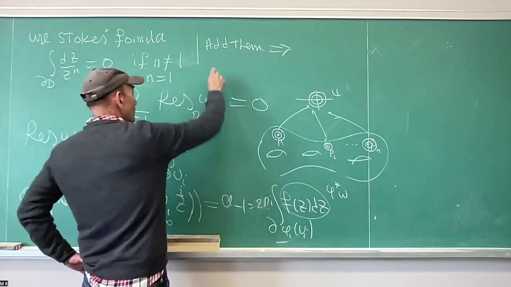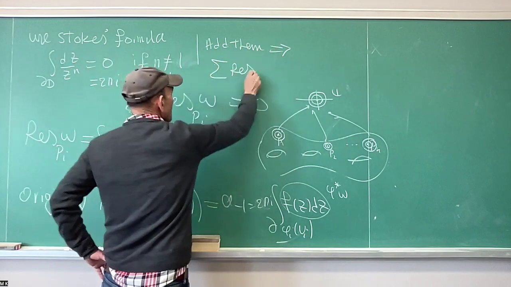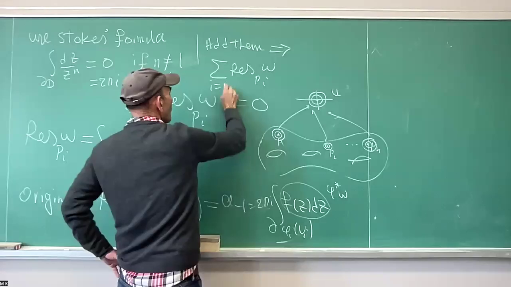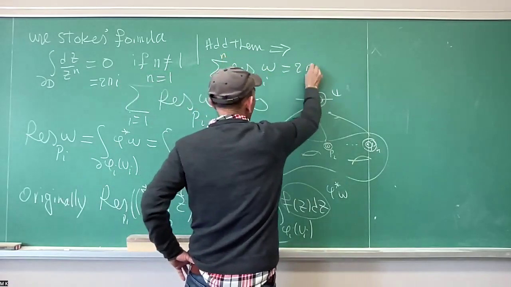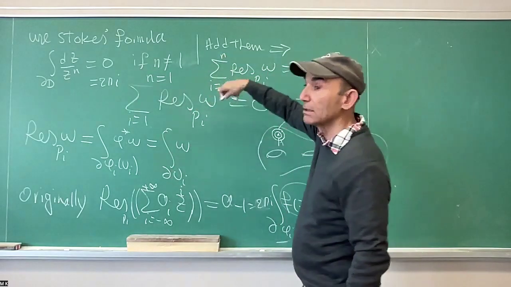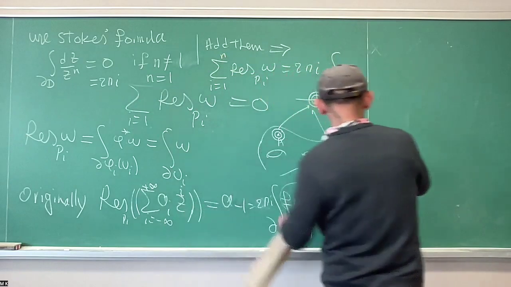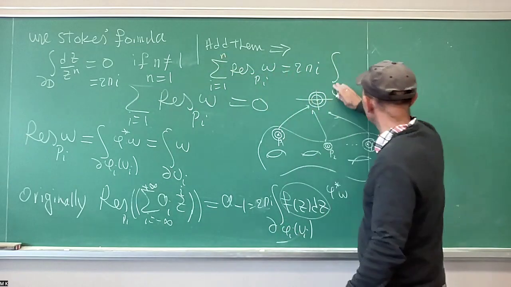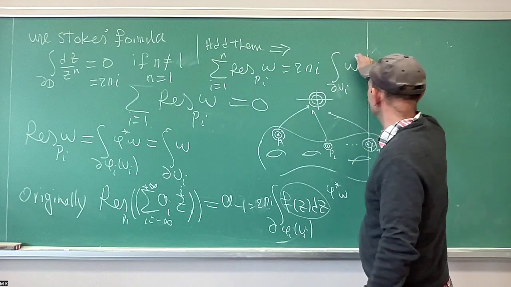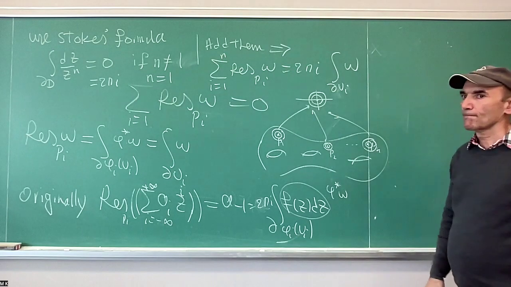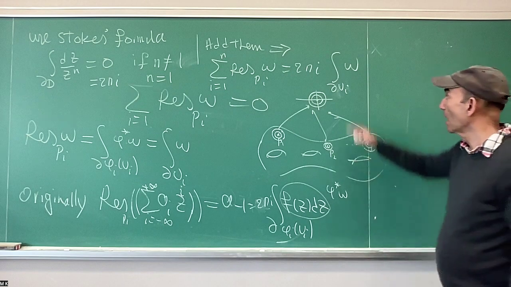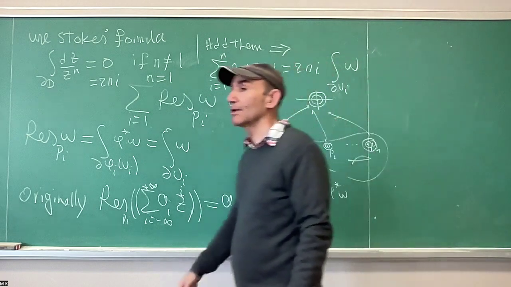And you get that sums of residues, indeed, that's what we are interested in. The sum of residues of omega at p_i, i from 1 to n, is equal to 2 pi i times the integral over the boundaries of these coordinate charts, which are the interior ones, of omega. Now, how do you calculate this line integral, this integral of this one form?